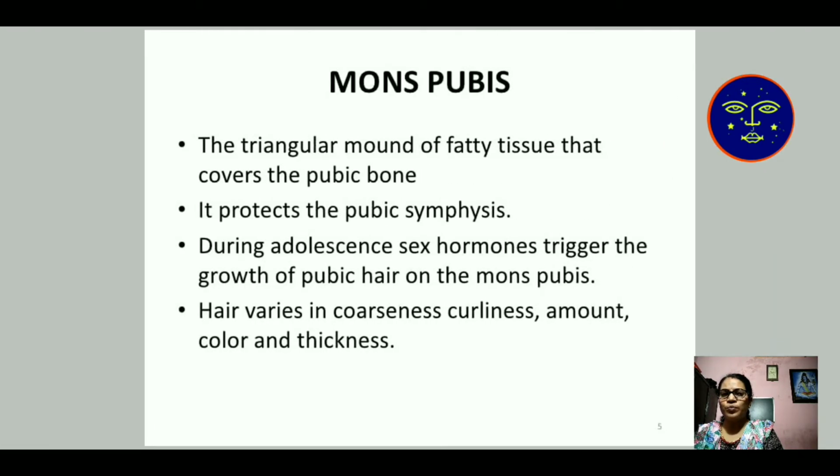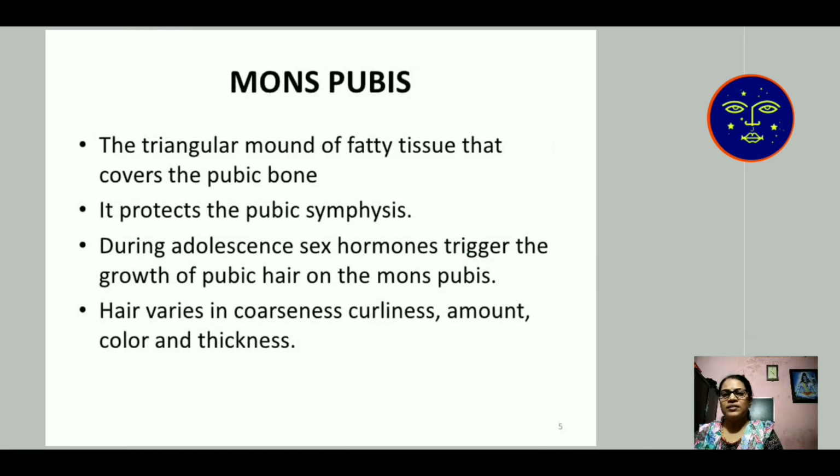Then the mons pubis, the triangular mound of fatty tissue that covers the pubic bone. The pubic bone is present in the pubic region. It protects the pubic symphysis. During adolescence, the sex hormones trigger the growth of pubic hair on the mons pubis. Hair varies in coarseness, curliness, amount, color, and thickness.